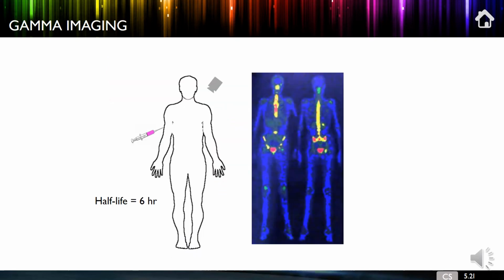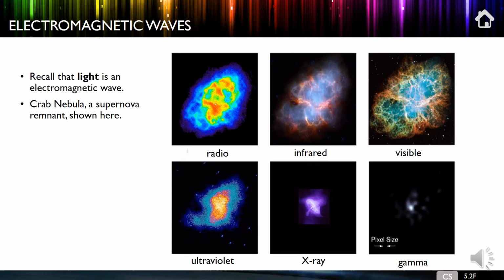Then we have gamma imaging. So here a substance is injected into the patient which has gamma radioactivity associated with it. It'll concentrate in the area where the problem is, and the gamma emitted is then detected, and we can see where the problem is. So here's a real image, and you can see that it's highlighting particular points on the body where inflammation or some problem has occurred.